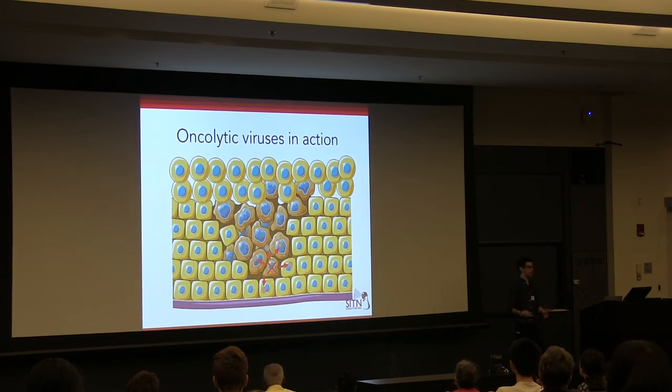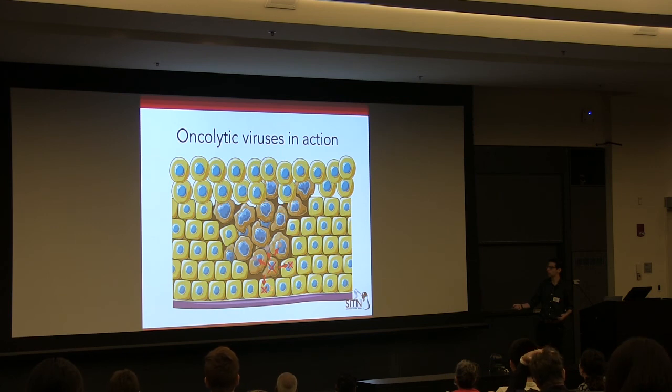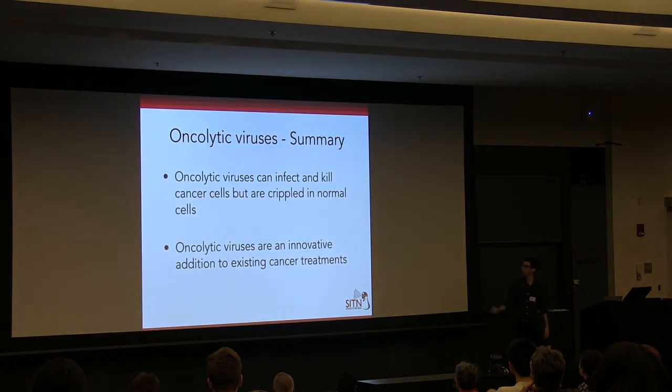The thing about these oncolytic viruses is we have designed them such that they are not able to infect non-cancer cells. So these cells will be protected. These cancer cells will be infected and will die and will spread the virus. And soon you can infect the entire tumor. So in summary, oncolytic viruses can infect and kill cancer cells, but are crippled in normal cells. And oncolytic viruses are an innovative addition to existing cancer therapies.